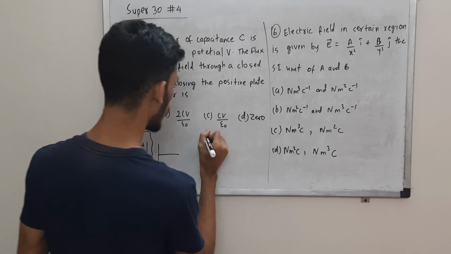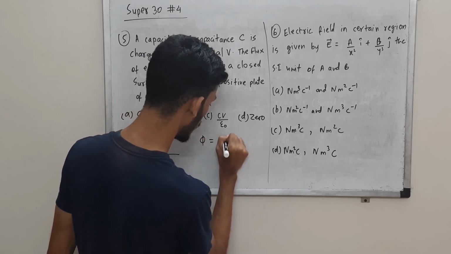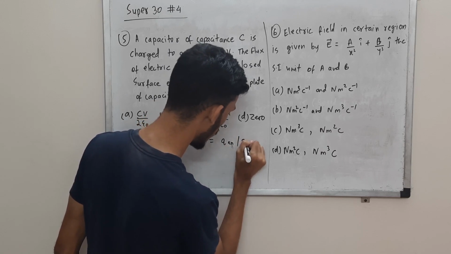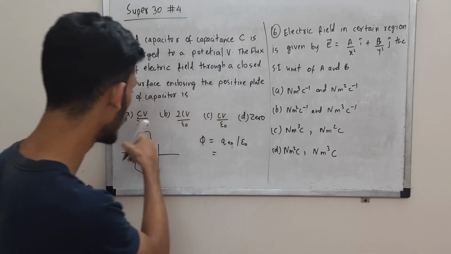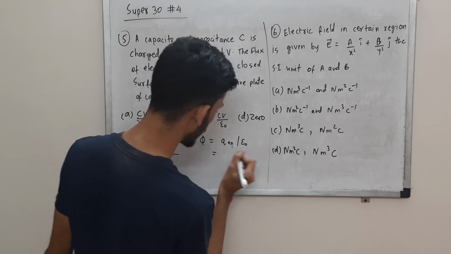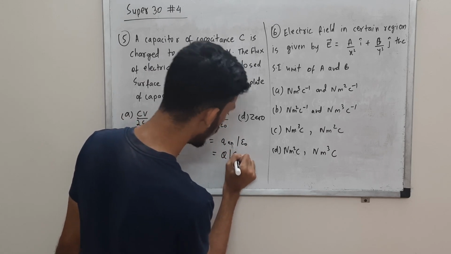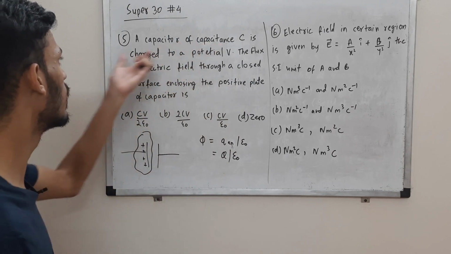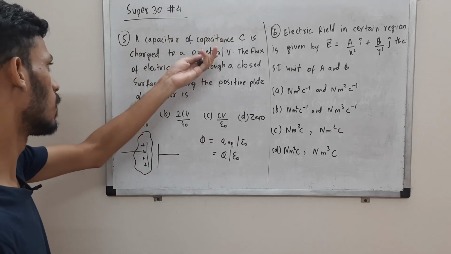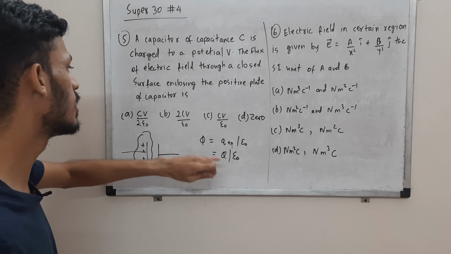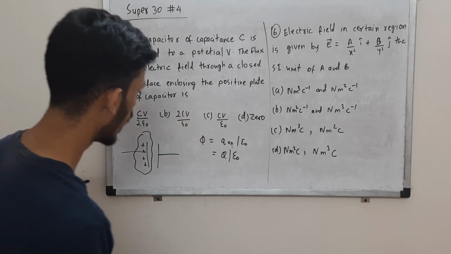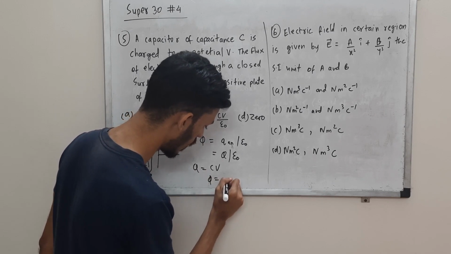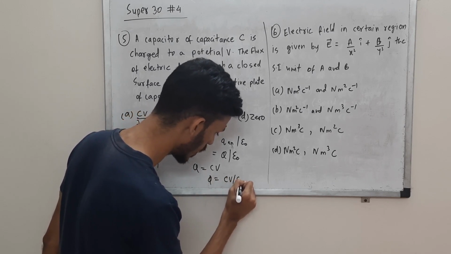You can simply use your Gauss law. The flux through this surface will be q enclosed upon epsilon naught, right? So q enclosed will be the charge on the positive plate of the capacitor, or the charge on the capacitor, just q upon epsilon naught, right? But here we are given in terms of capacitance and potential V. So we have to express this charge in terms of C and V, and you know that the charge is simply CV, right? So here phi will be CV by epsilon naught.